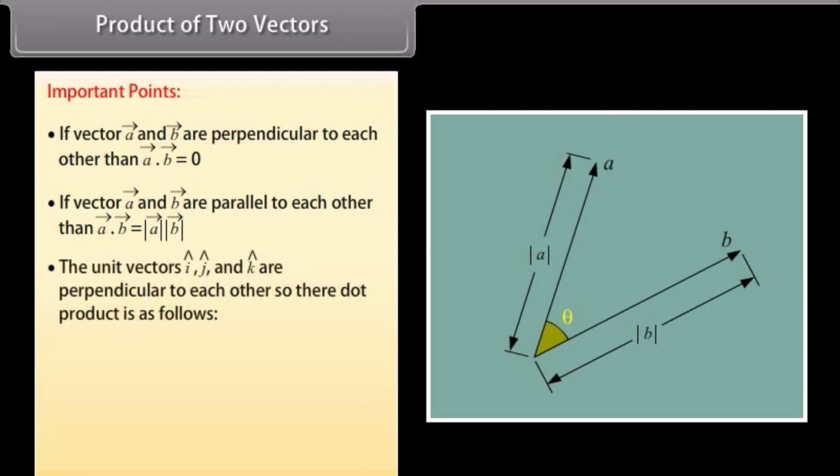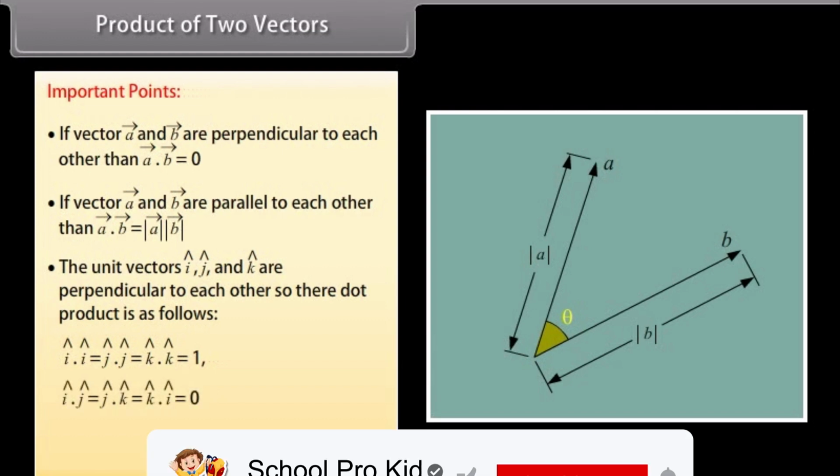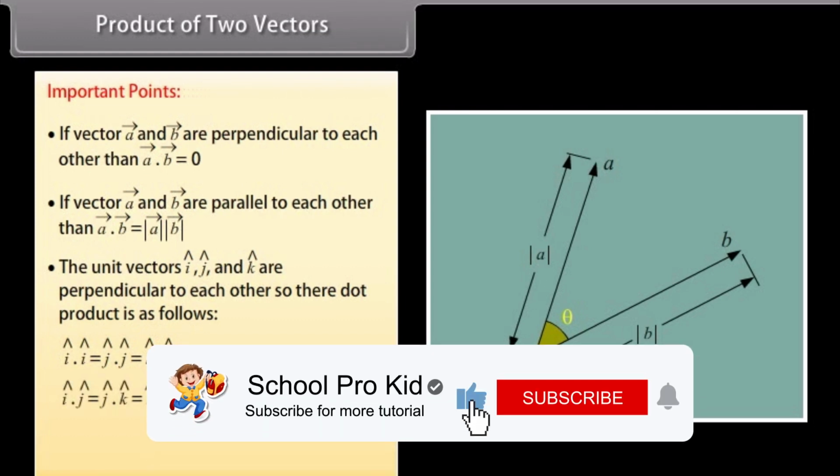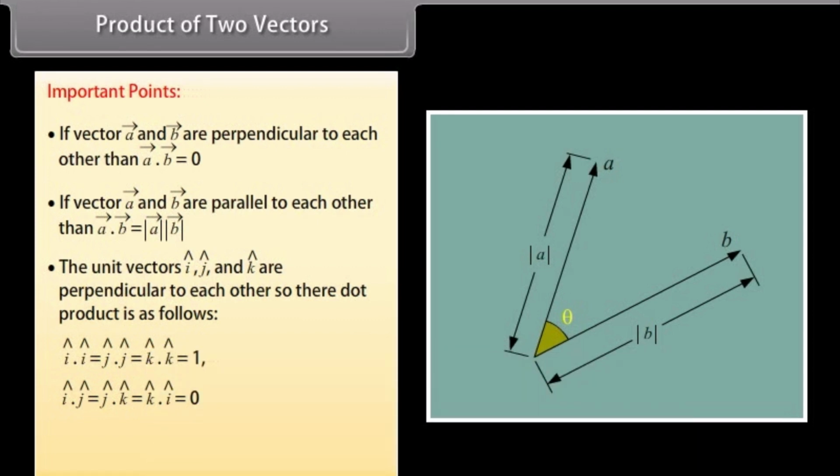The unit vectors cap i, cap j, and cap k are perpendicular to each other, so their dot products are as follows. Cap i dot cap i equals cap j dot cap j equals cap k dot cap k equals 1. Cap i dot cap j equals cap j dot cap k equals cap k dot cap i equals 0.